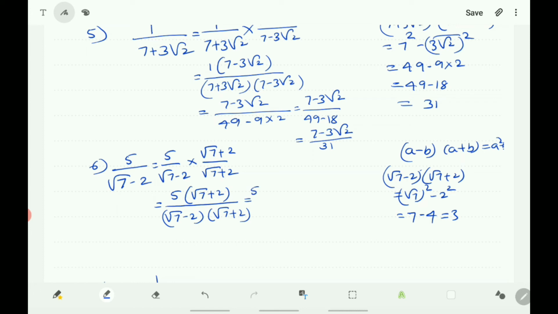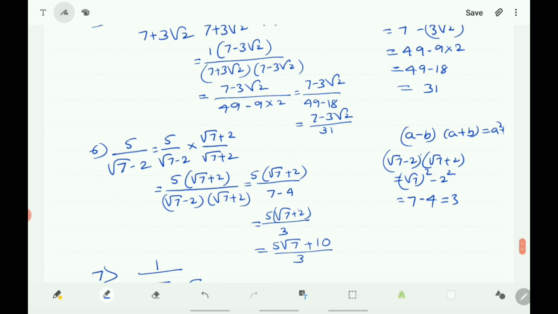You keep this as it is. After that, let us see root 7 plus 2, and you know that root 7 whole square is 7 minus 2 square is 4, and here that is 5 into root 7 plus 2 by 7 minus 4 is 3. And now you can multiply 5 and root 7, 5 and 2, that is 5 into root 7 is 5 root 7, 5 into 2 is 10, that divided by 3. Here the denominator is rational.